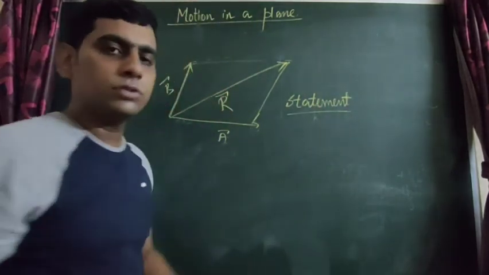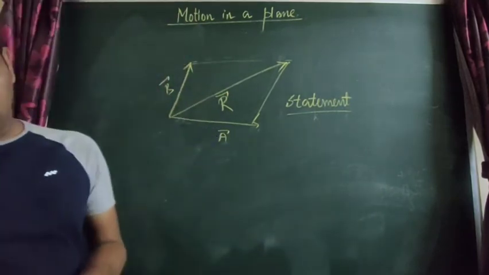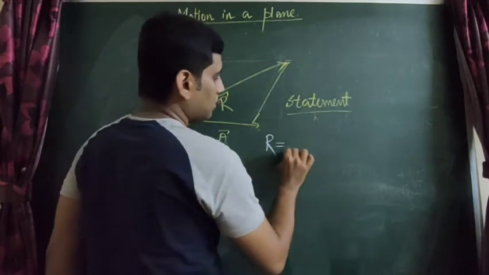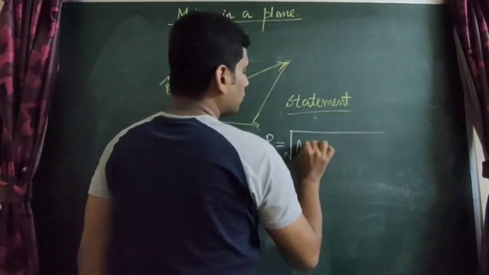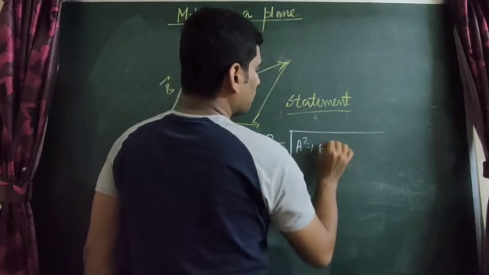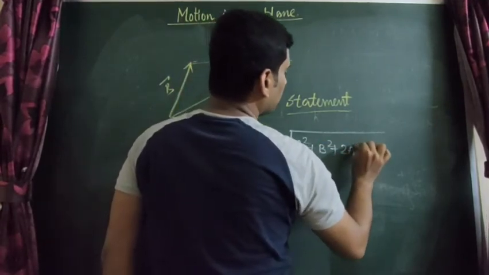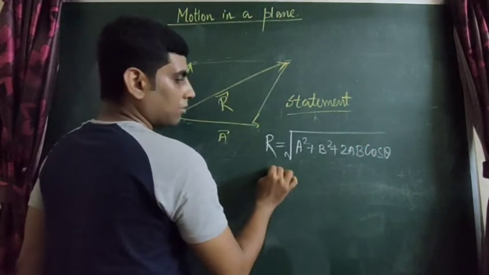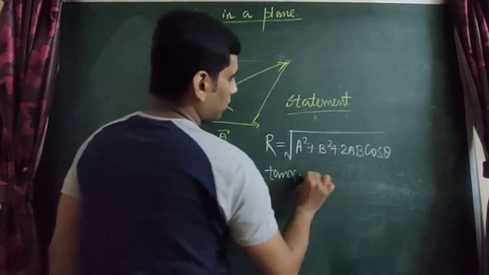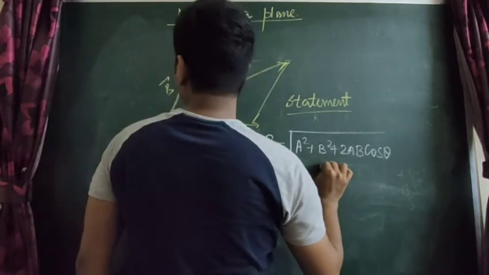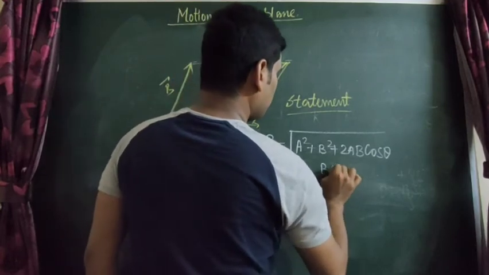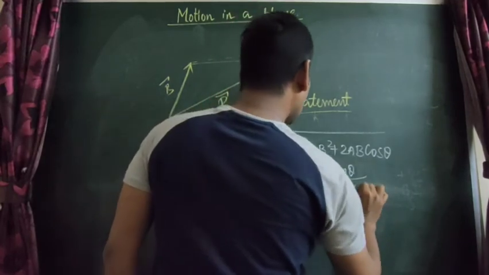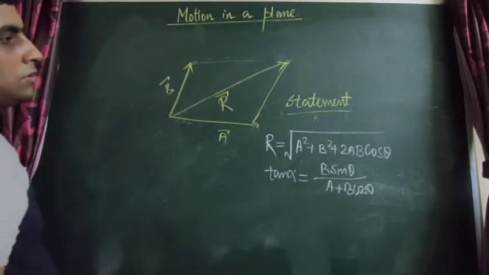So the statement is very important for both the laws. You have to remember it. Here also the value of the resultant comes from the triangular law. I am just reminding you once more: R equals root over a square plus b square plus 2ab cos theta. And we have another value: tan alpha equals b sin theta by a plus b cos theta.